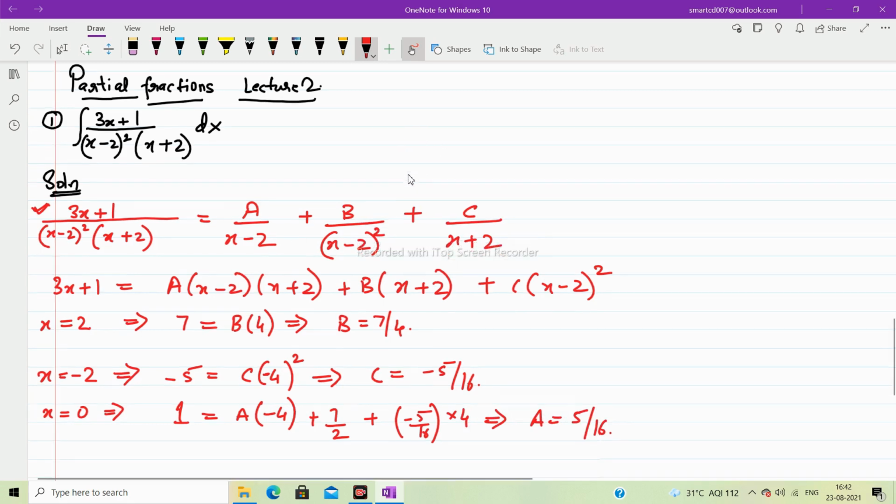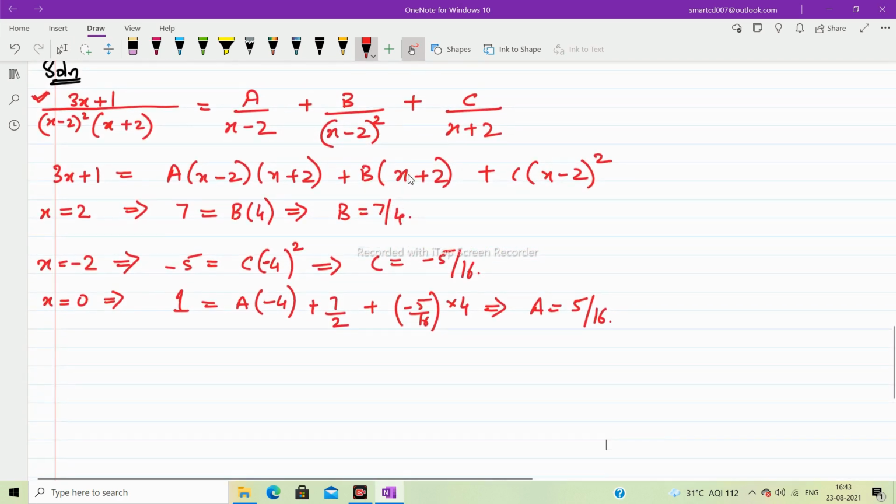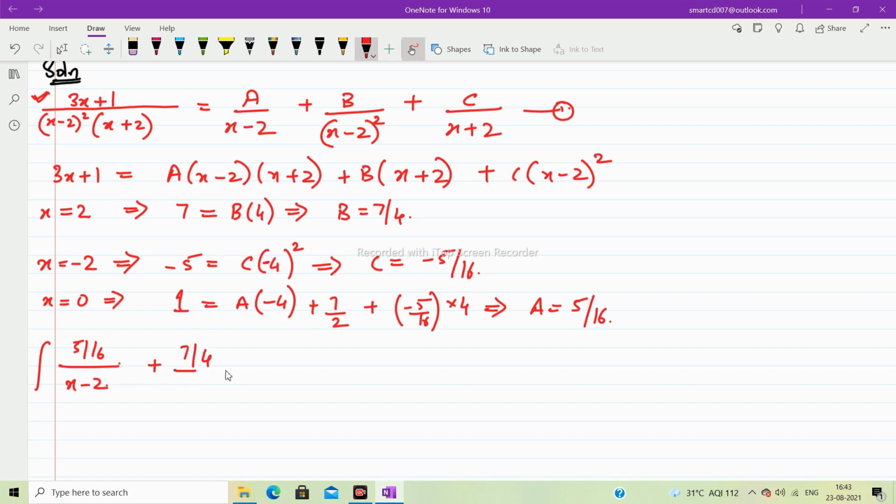Now once that is done, we have a, we have b, and we have c. So I will integrate this equation now. So the integration of 5 by 16 upon x - 2, plus 7 by 4 upon (x - 2) the whole square, minus 5 by 16, because c is negative, upon x + 2 dx.